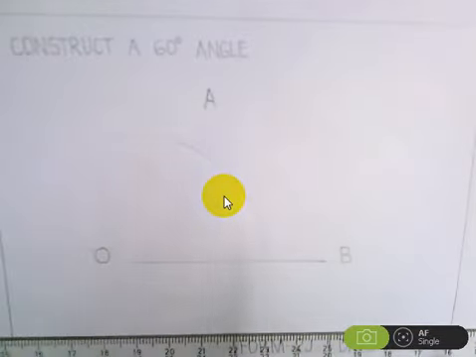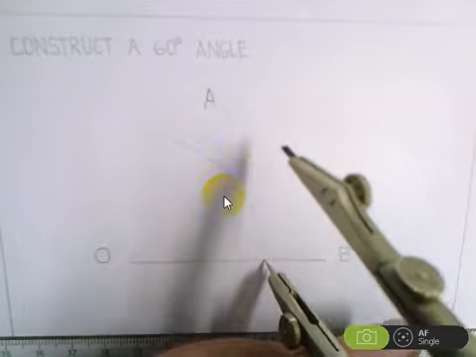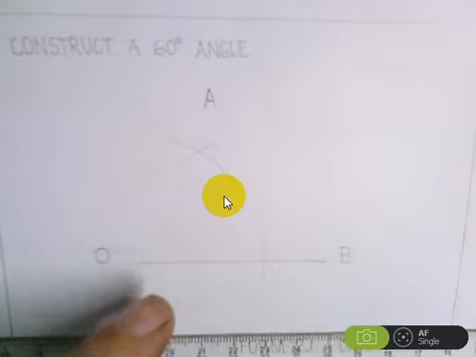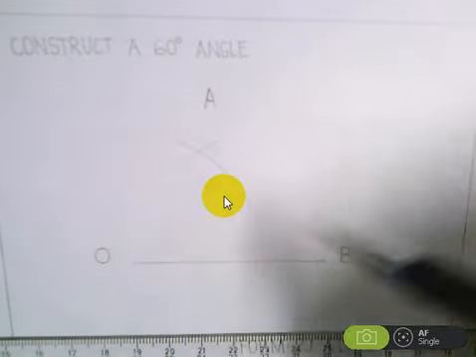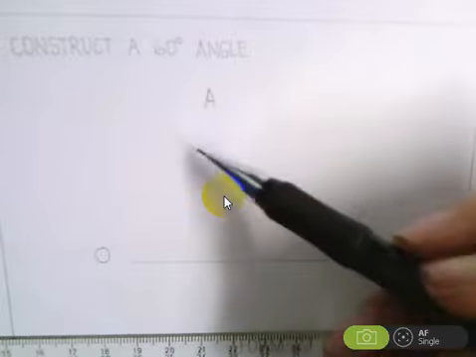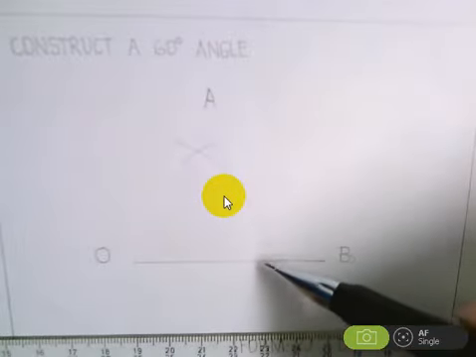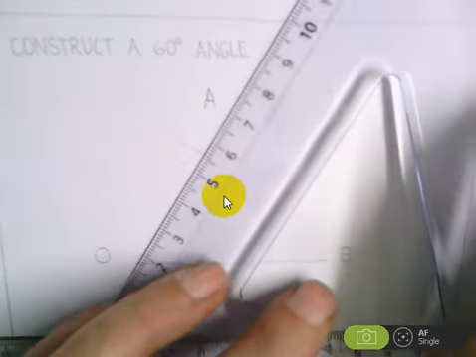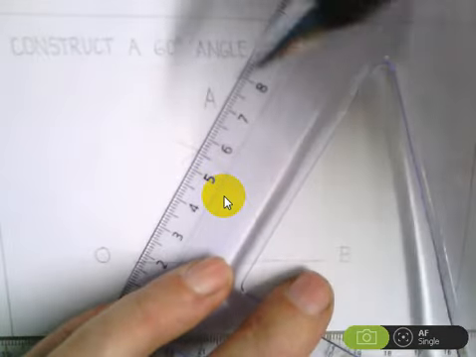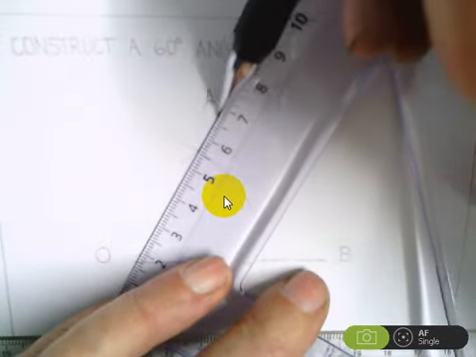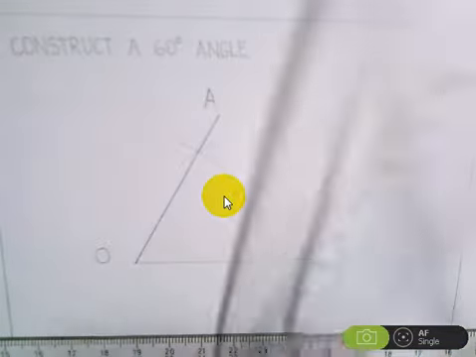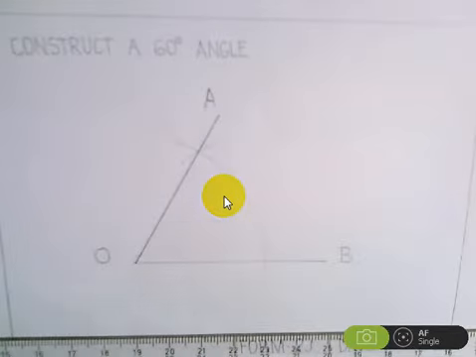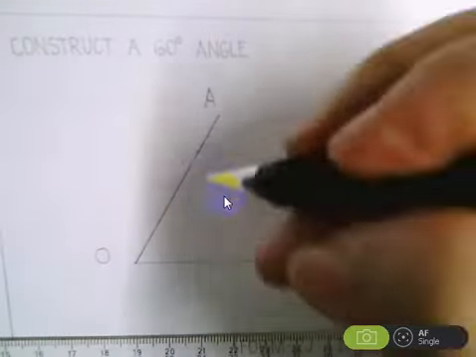Scribe an arc, use the same radius from there, and scribe an arc. What I've in fact done, and I've explained it previously, is this radius from here to here is the same, and I'm using the same radius from there to there. So when I draw that line through there, I've actually created an equilateral triangle. There's my equilateral triangle. But this angle is 60 degrees.